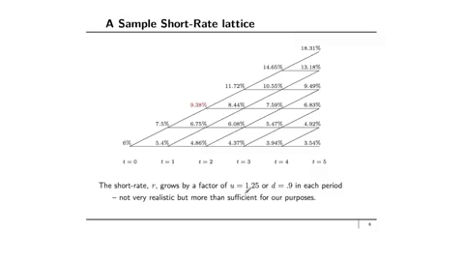Here is a sample short rate lattice. It starts off with the short rate, R(0,0), being equal to 6%. And then the short rate will grow by a factor of u equals 1.25 or fall by a factor of d equals 0.9 in each period. It's not very realistic. These interest rates, as you can see, grow quite large here. And given the current global economy, where interest rates are very low, this example wouldn't be very realistic. But it is more than sufficient for our purposes.